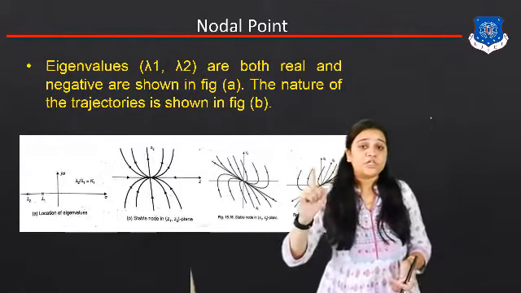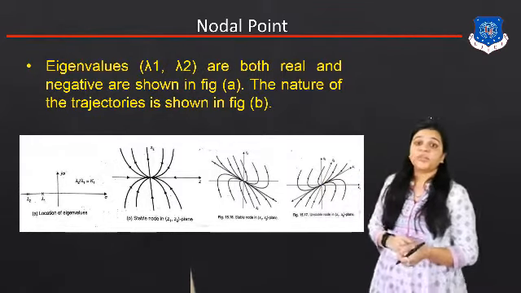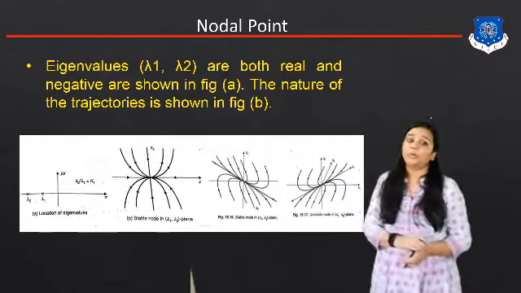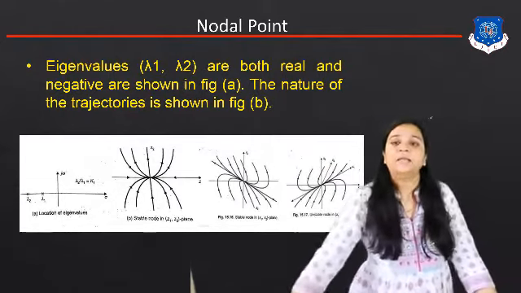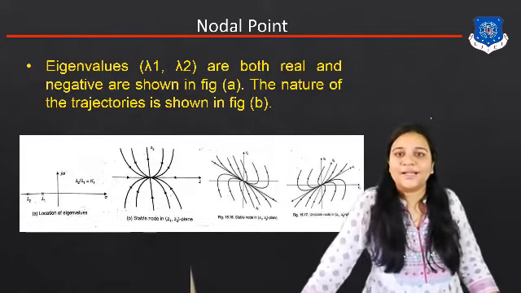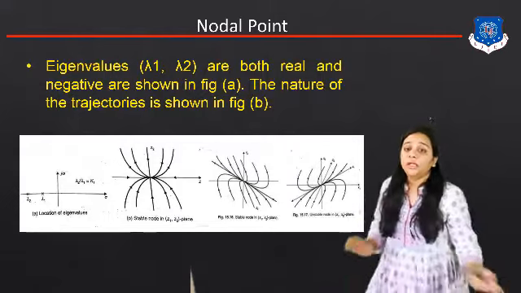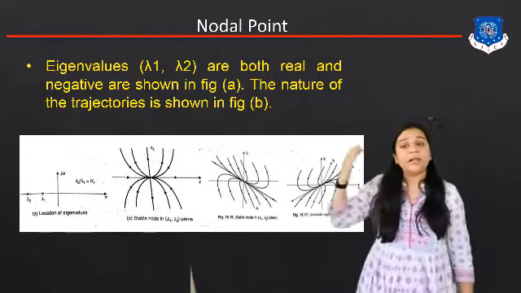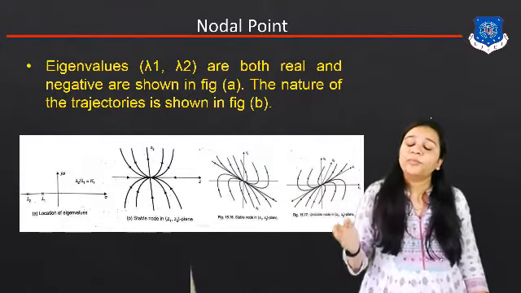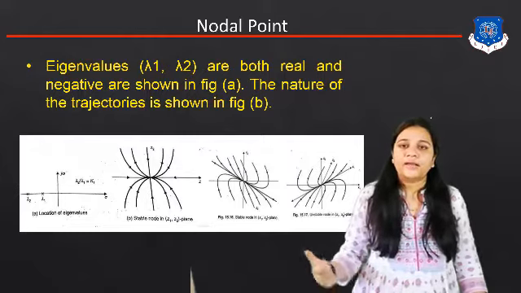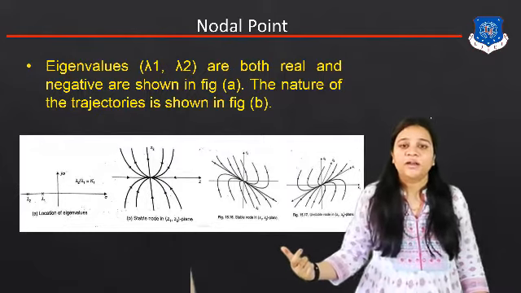So the first point is the nodal point, where the eigenvalues lambda1 and lambda2 are both real and negative as shown in the figure. So the nature of the trajectory is shown in figure B. If we can get lambda1 and lambda2 in the left hand side, the values of lambda1 and lambda2 will be real and negative, and we can get this type of trajectory.